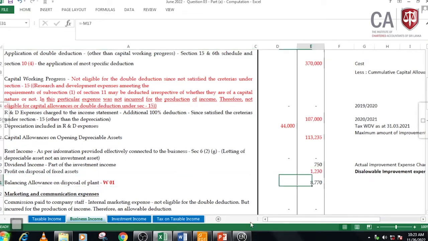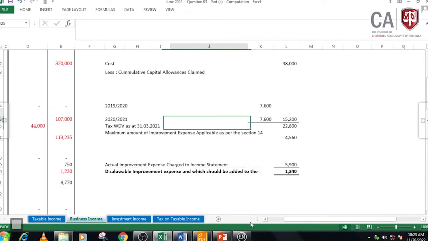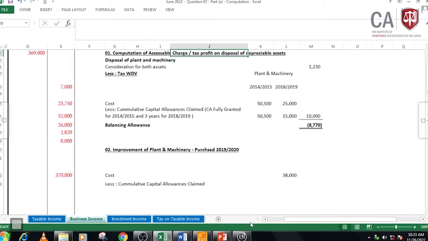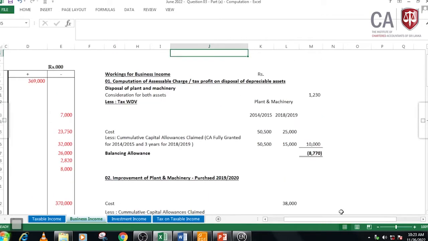Let me come to this working. Okay, this is the working of the calculation. Here the consideration, all of you know, it's 1,230,000. The tax written down value, I am computing for both assets together. The plant and machinery acquired in 14-15 and 18-19, cost given. And the cumulative capital allowances claims, capital allowances fully granted on 14-15, 3 years completed.